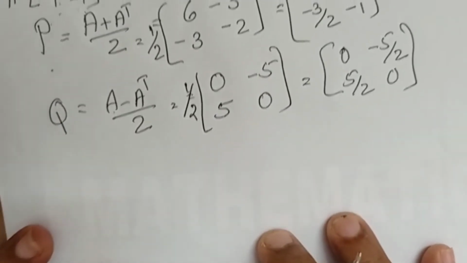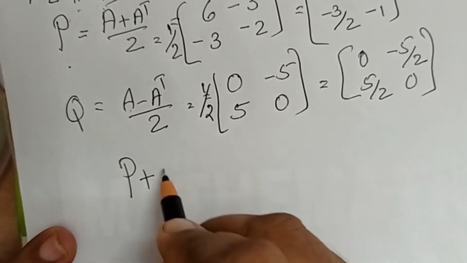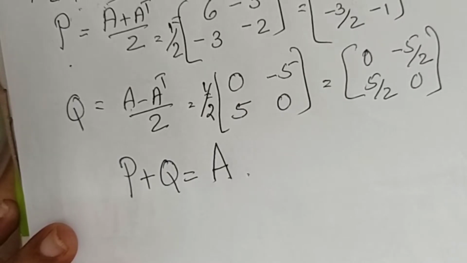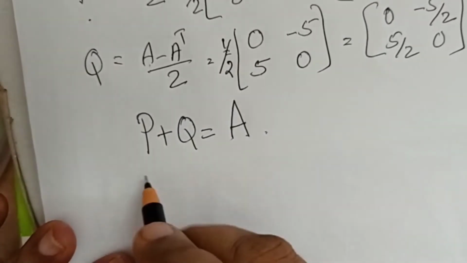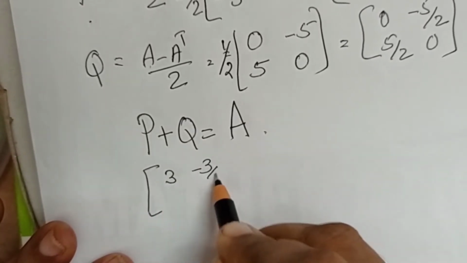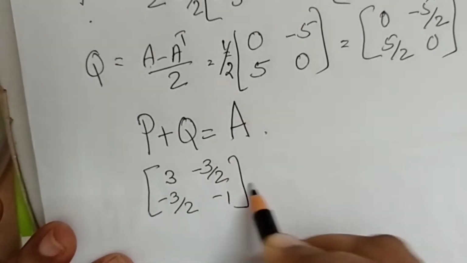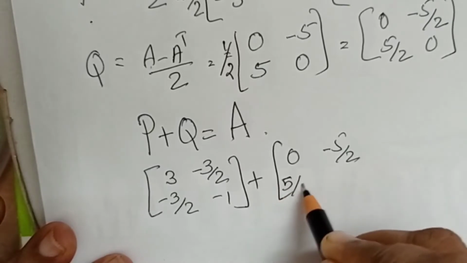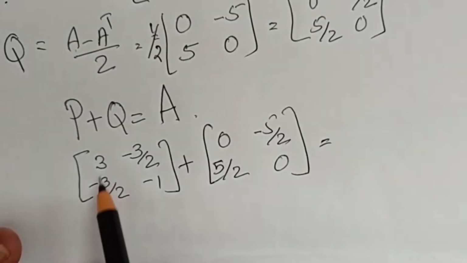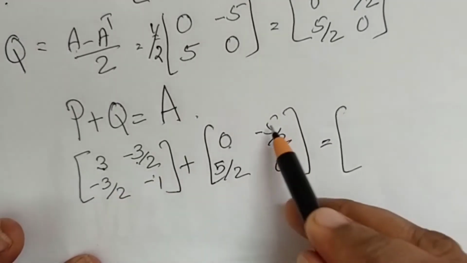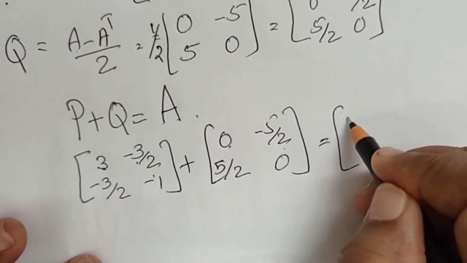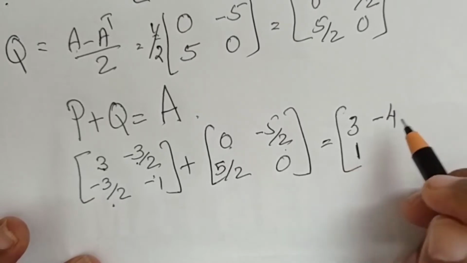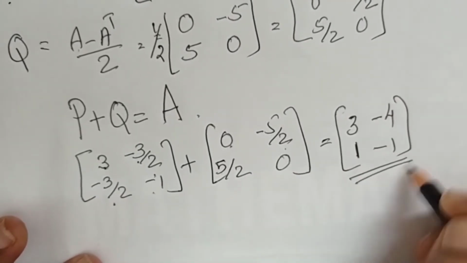Then, next our aim is to show that P plus Q is equal to our question A. Right? That step is also important. P plus Q is equal to A. What is P plus Q? [3, -3/2; -3/2, -1] plus [0, -5/2; 5/2, 0]. When you add these two, 3 plus 0 is 3. -3/2 minus 5/2 is -8/2, which is -4. -3/2 plus 5/2 is 2/2, which is 1, then -1. Okay, that is equal to A.